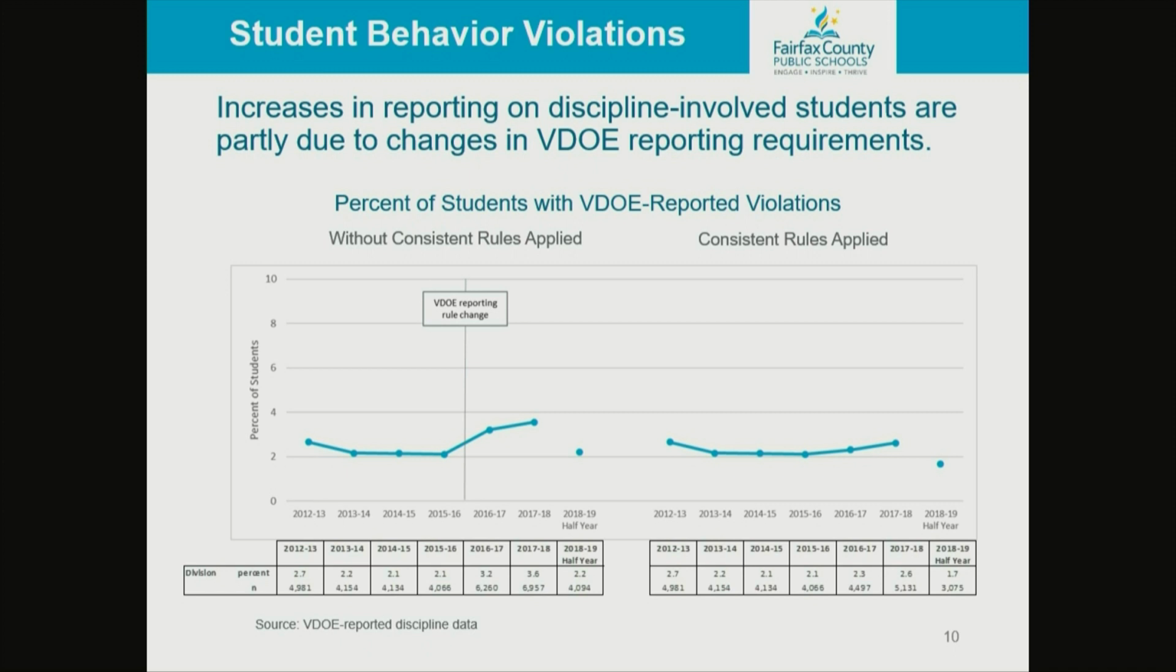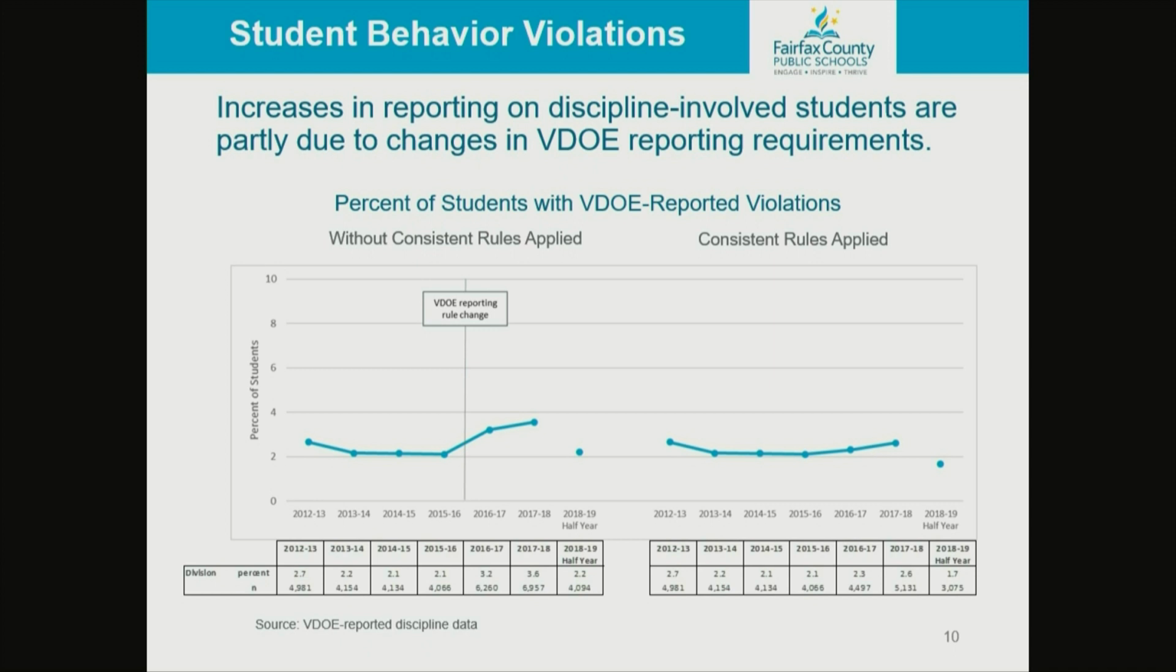Now I'm going to talk about the different kinds of discipline involvement and help you understand a little bit about some rule changes that VDOE has put in place since 2015-16. So the chart on the left is everyone that we have had to report to VDOE over the last 7 years. You'll see that the dot for 18-19 are the students for half a year, because at the time we analyzed this data, we only had the first half of this school year to report on. So we've kind of separated it so that we don't necessarily have the full year to compare it to.